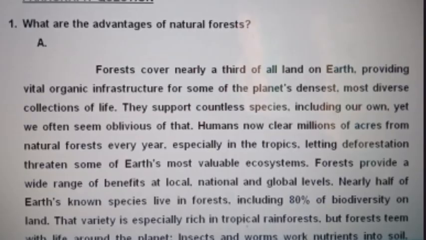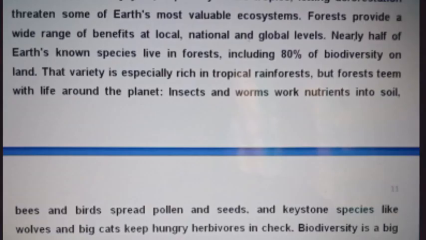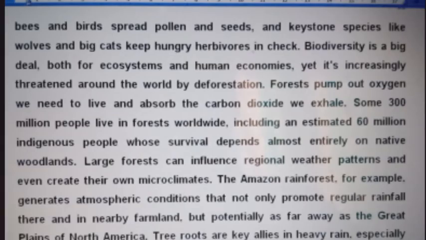Nearly half of Earth's named species live in forests, including 80% of diversity on land. That variety is especially rich in tropical rainforests, which teem with life around the planet. Insects and worms work nutrients into soil. Bees and birds spread pollen and seeds, and keystone species like wolves and big cats keep hungry herbivores in check. Biodiversity is a big deal, both for ecosystems and human economies, and it's increasingly threatened around the world by deforestation.